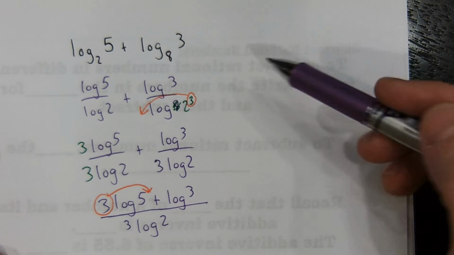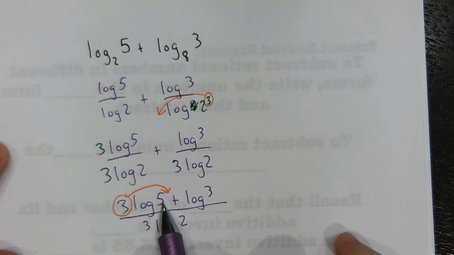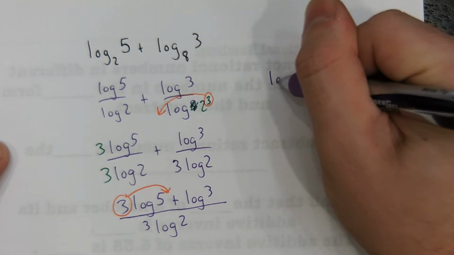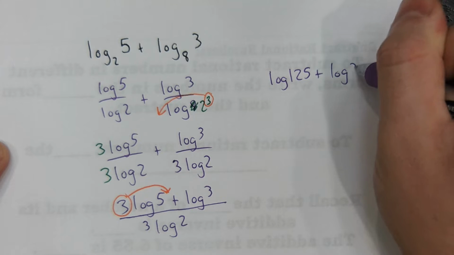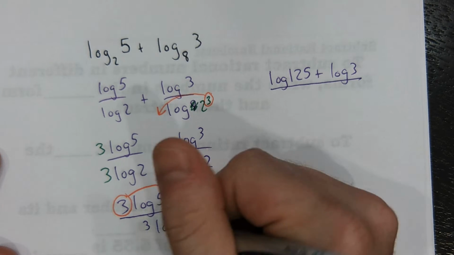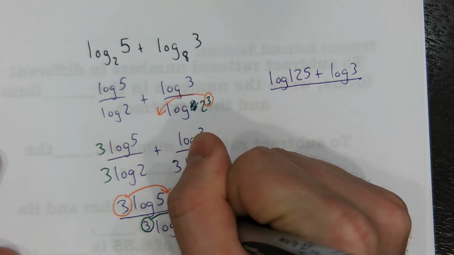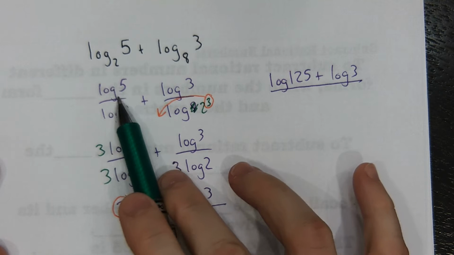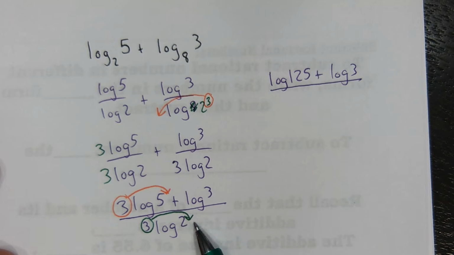I'm running out of vertical space, so we're going to come up here. 5 to the third power is the number 125. So it gives me log of 125 plus log of 3 over, you know what, while we're at it, since we're going to be trying to write this as a single logarithm here in a minute, which means I'm going to have to undo the change of base that we did right here, I'm going to go ahead and move that 3 as well and turn this back into a log of 2 to the third, which is log of 8.